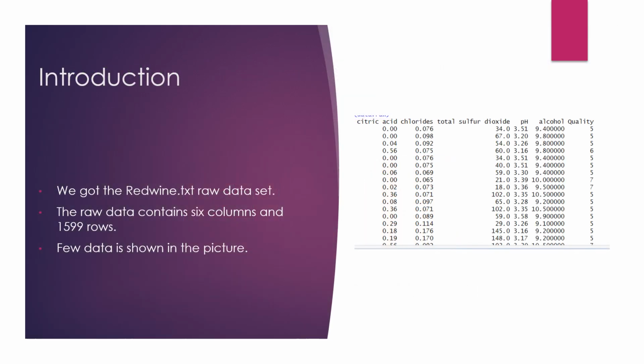In this assignment, we got the red wine dataset. It consists of 6 columns and 1599 rows. As you can see in the picture attached in the slide, this is a sample of the data from the red wine dataset, on which we have to do all our operations and coding, taking reference of this dataset only, and at the end we have to calculate the predictive wine quality.